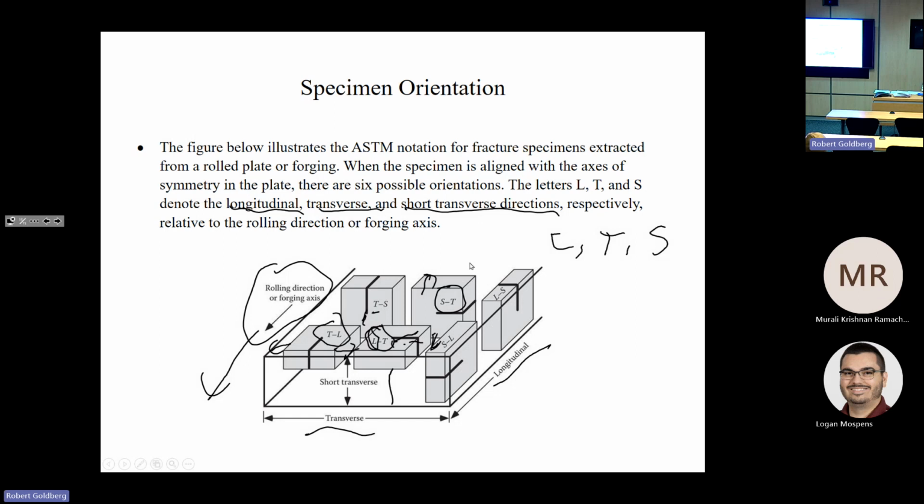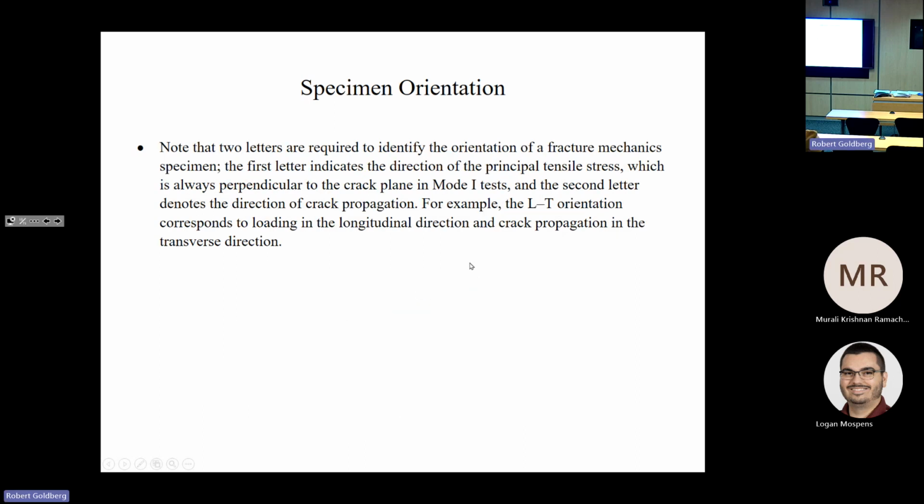you can realistically capture all the combinations of loading directions and crack propagation to account for the variability. And a point we'll get to in just a bit is, well, first let's do this.